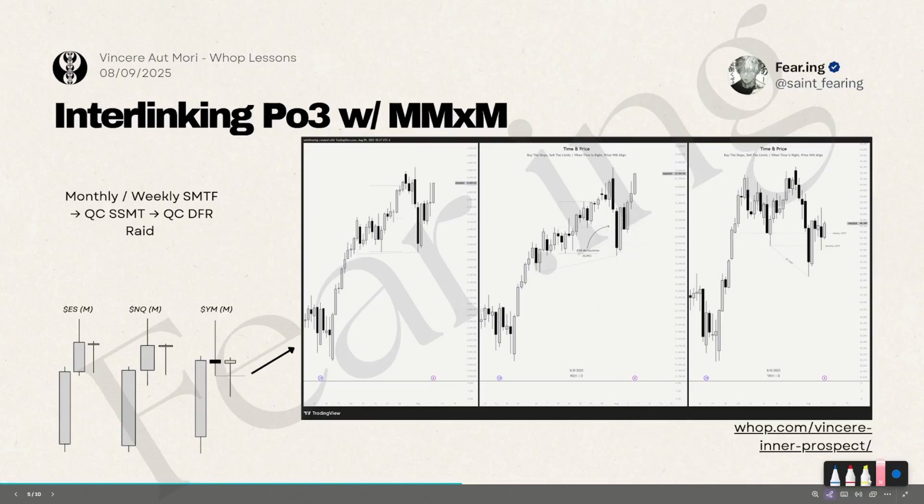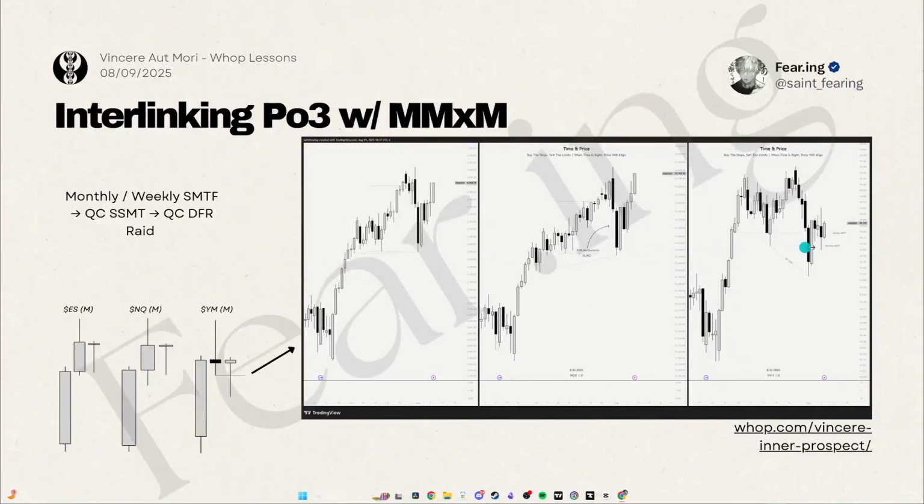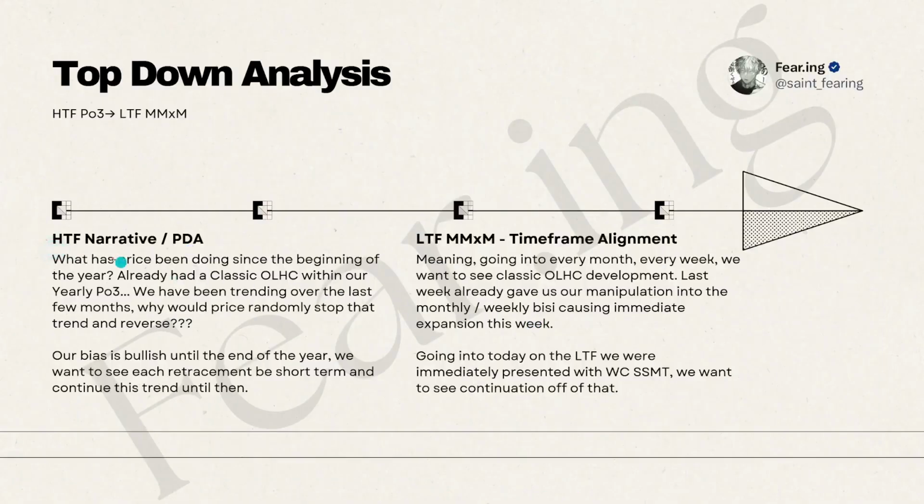Now, why in the first place are we looking for longs here? Well, when we study our triad, we come from here. This immediately points us to be bullish. And what did I list back here? Well, if higher time frame to this point is bullish, what does that mean for every single lower time frame? Going into every single month, every single week, every single day, we are looking for classic open low high close development. Technically speaking, not every single day, but every single week we're looking for classic open low high close development.